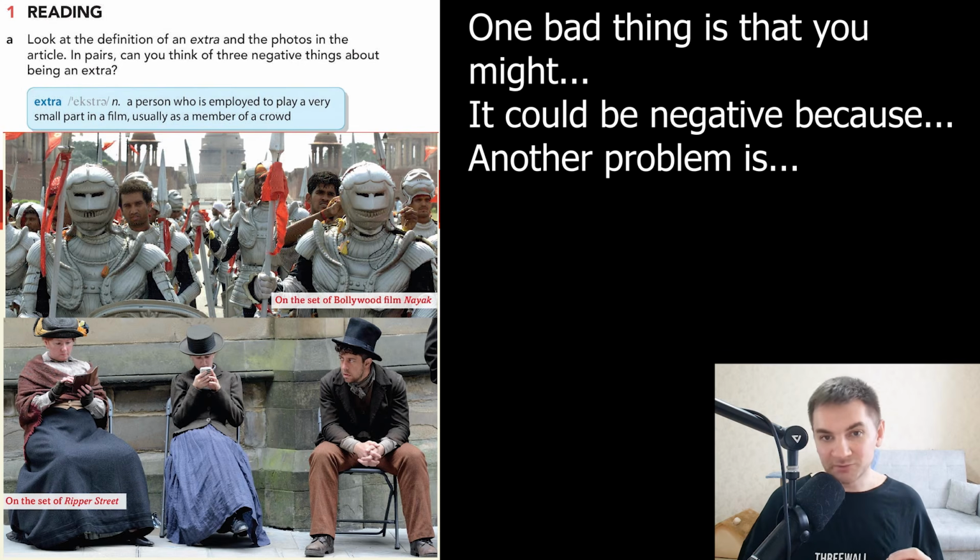Also, look at the photos in the article. And what I want you to do is this. Can you think of three negative things about being an extra? What might be difficult or not so great about the job?